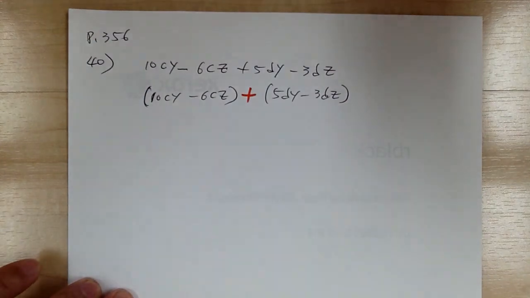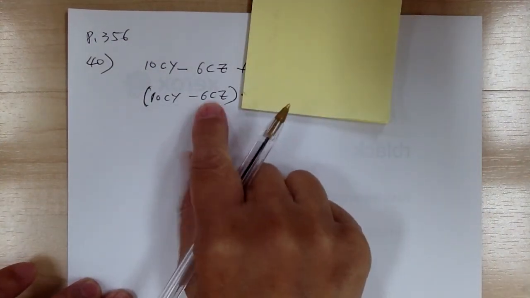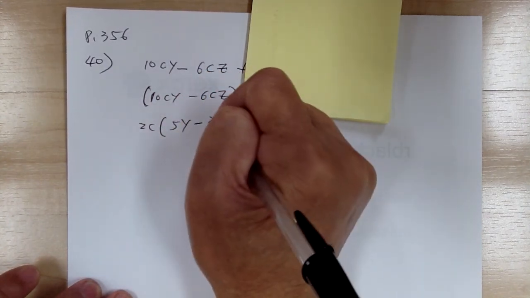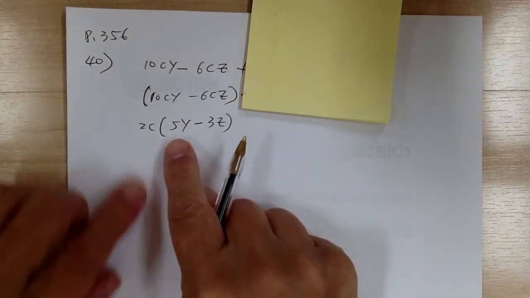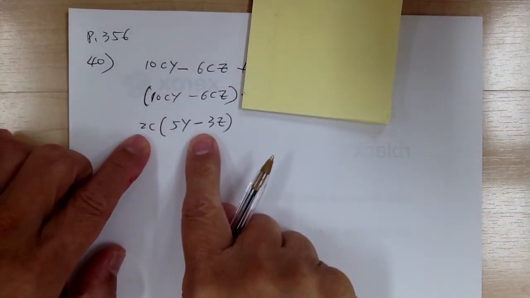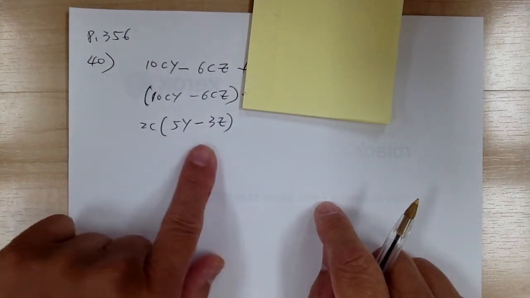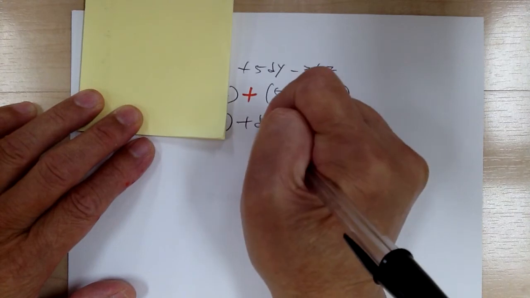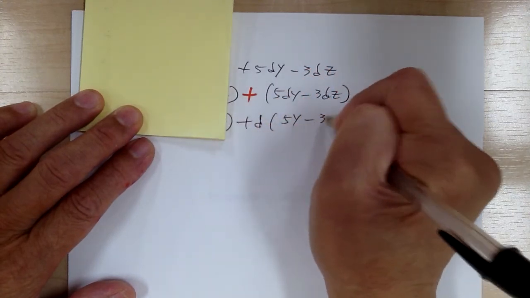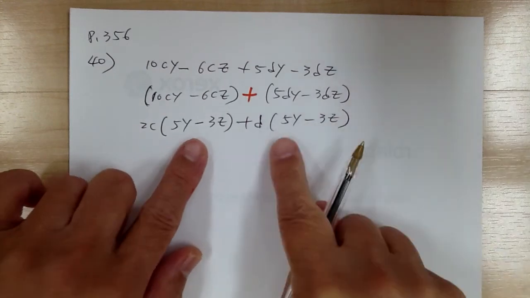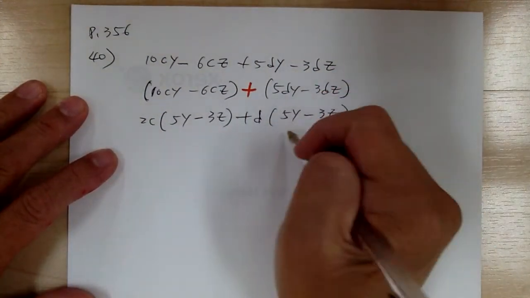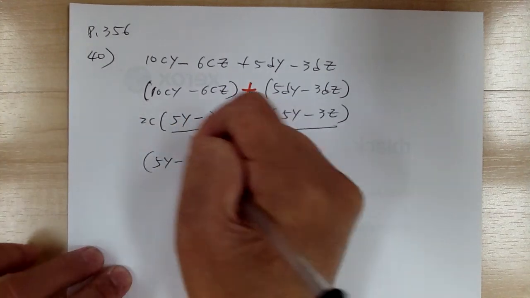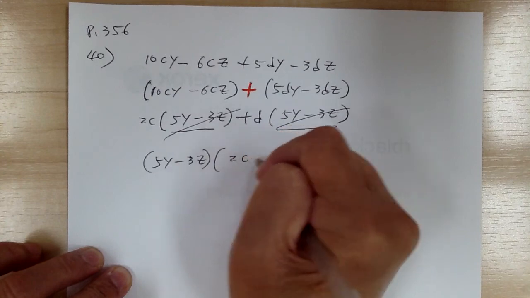So the first half, you can factor out the 2c. So you get 5y minus 3z. So double check very quickly, 10cy minus 6cz. It's always a good idea to do a quick check. This one you can factor out the d, so it'd be 5y minus 3z. That's kind of nice. So this matches with this. So you get 5y minus 3z. So factor it out. When you factor it out, it's gone. So you get 2c plus d.